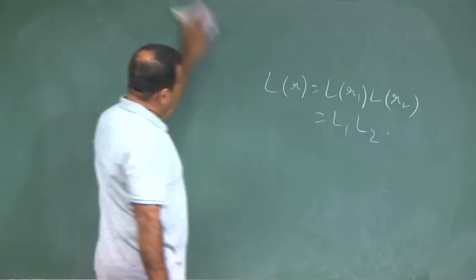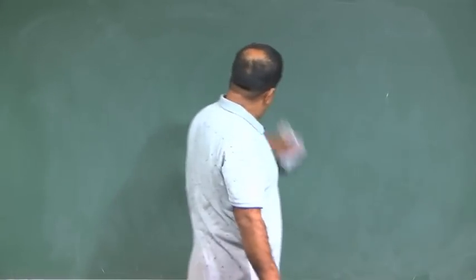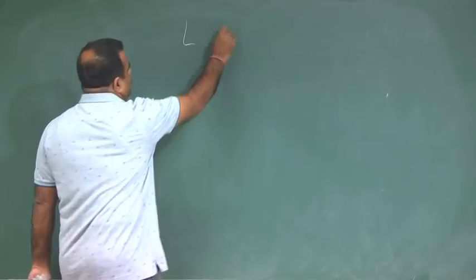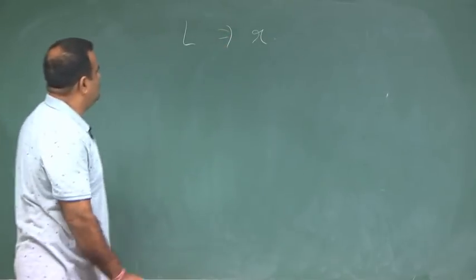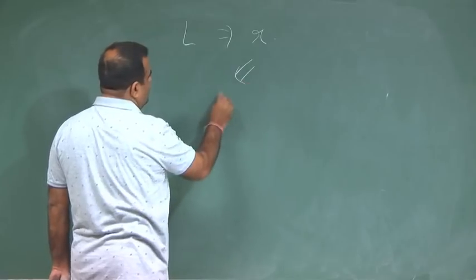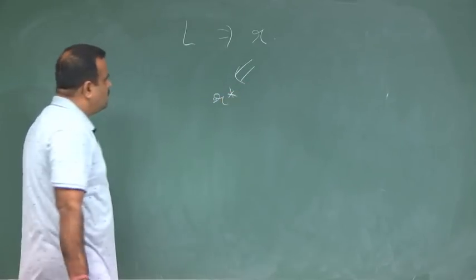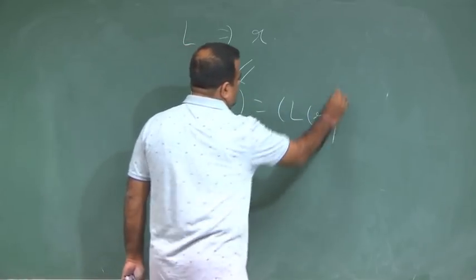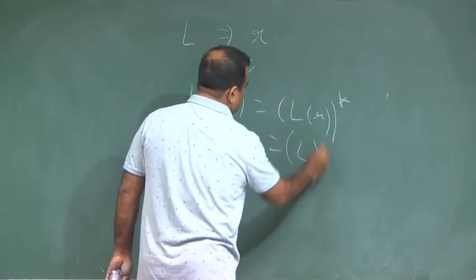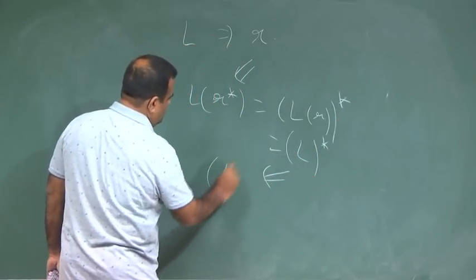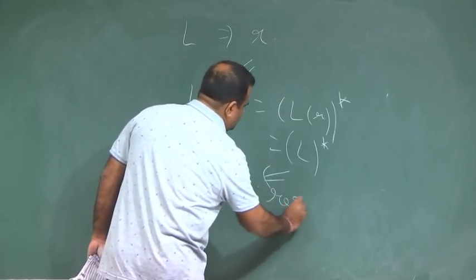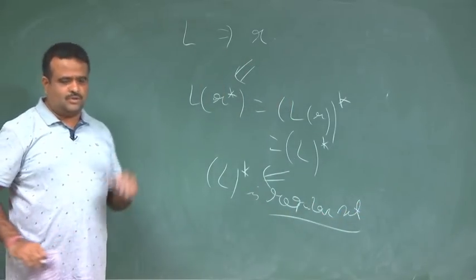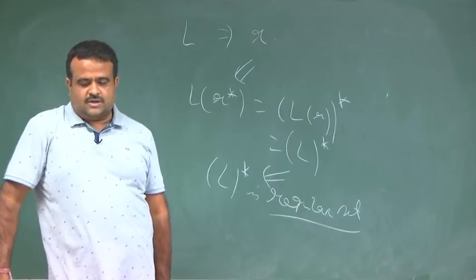Now, closure. If L is regular, it corresponds to a regular expression R, then this implies R star is also regular. That means, the language of R star is nothing but the closure. So, this is L star. So, this implies L star is regular set. This is with the help of regular expressions, immediately coming from the construction of regular expressions.